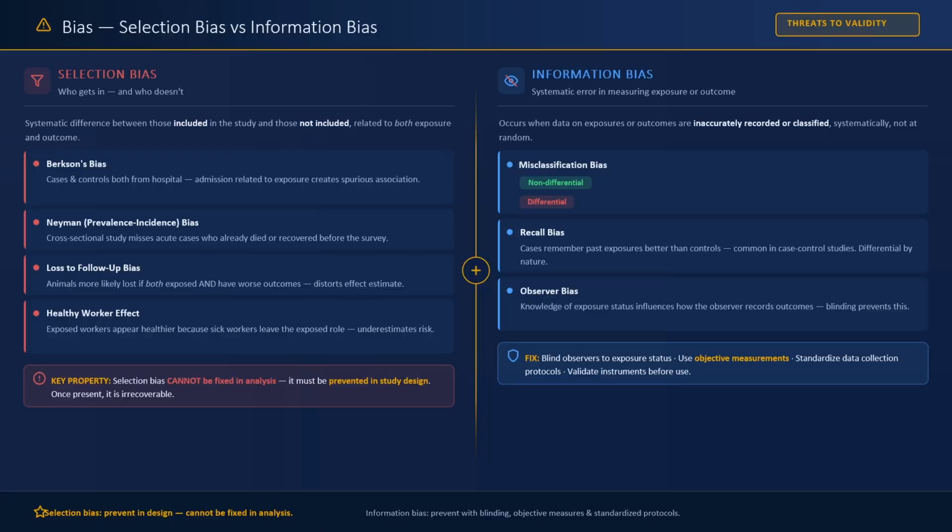Bias, systematic error, and it comes in two families. Selection bias is about who gets into the study and who doesn't, in a way that relates to both exposure and outcome. Berkson's bias, cases and controls, both drawn from hospital populations, where admission itself is linked to exposure, creating a spurious association.